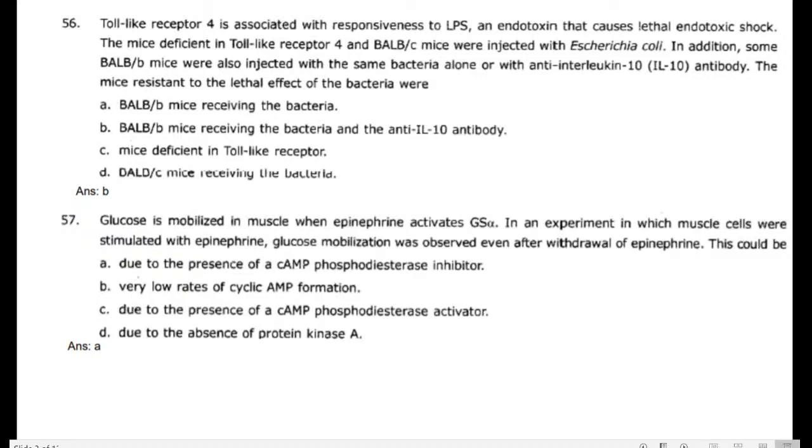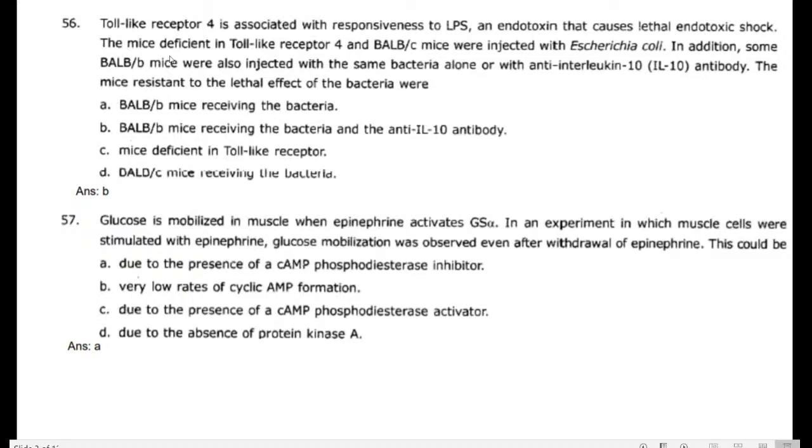Okay, next question, from unit 4 part C, about toll-like receptor 4, TLR4. It's a famous and well studied receptor. The toll-like receptor is responsible for responsiveness to lipopolysaccharide, LPS, an endotoxin that causes lethal endotoxic shock.